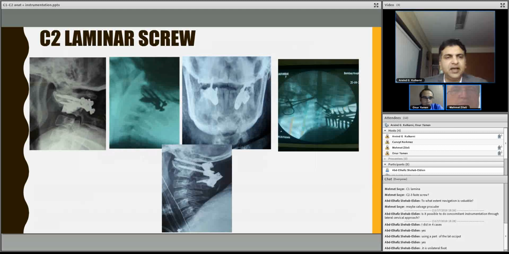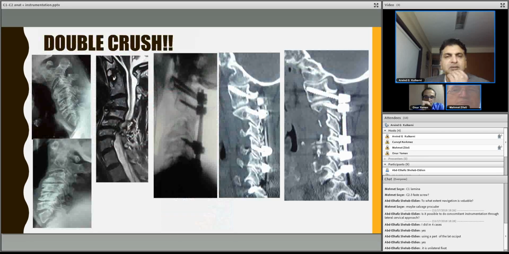So this is a case where we use this particular technique. As I said, I use it only when I need to bail out a particular case. Here there was a screw placed, cage C1, C2, but the cages burst into the lateral mass of C2 and also destroyed the pedicle. So when I had to revise this case, I removed the cage, I changed the C1 lateral mass screw, I put a bigger, longer screw, and here, if you see, I put a laminar screw from both sides. So this, as I said, is more of a bailout mechanism.